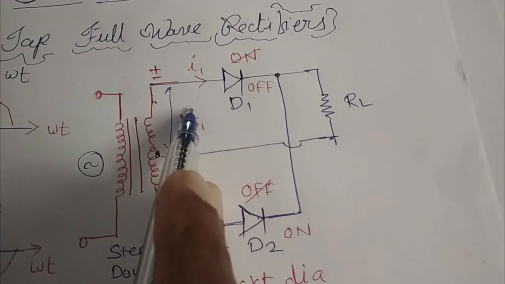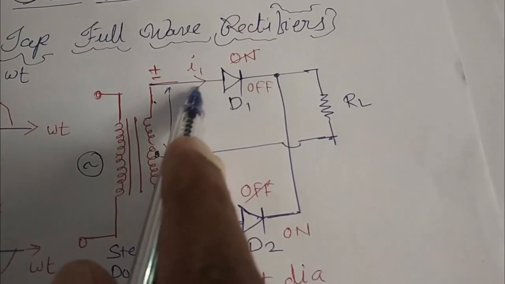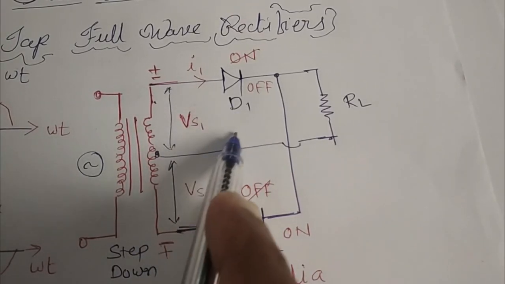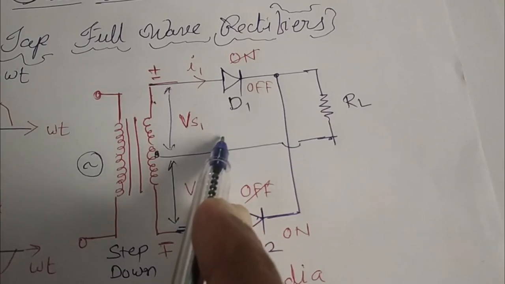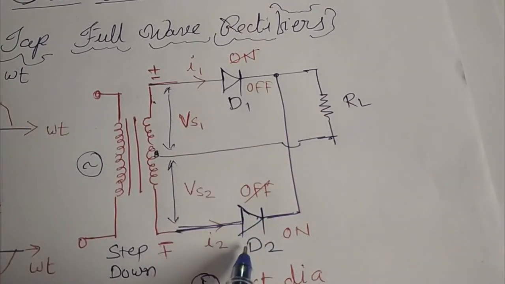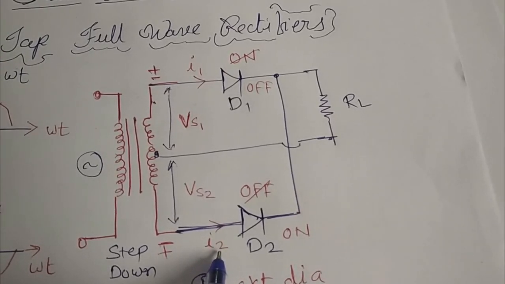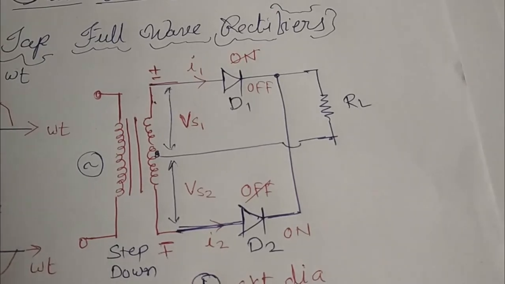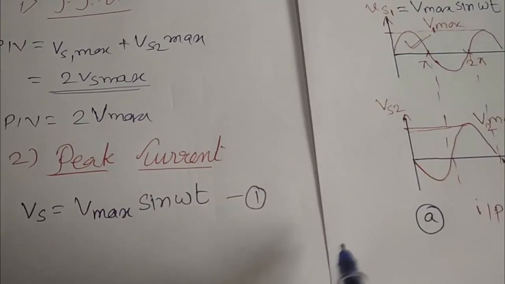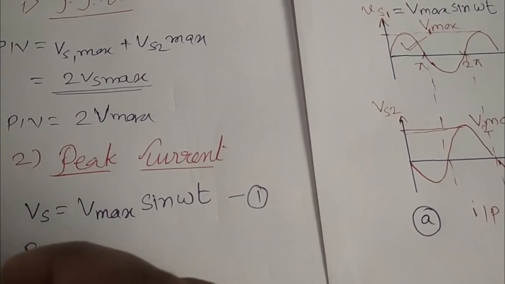So I1 for the first positive cycle there will be rotation of current across this. So I1 for the first cycle will be I max sine omega t. When D1 is on, D2 is off. If it is off, that means how much current is there, I2 for the first cycle? It will be 0.